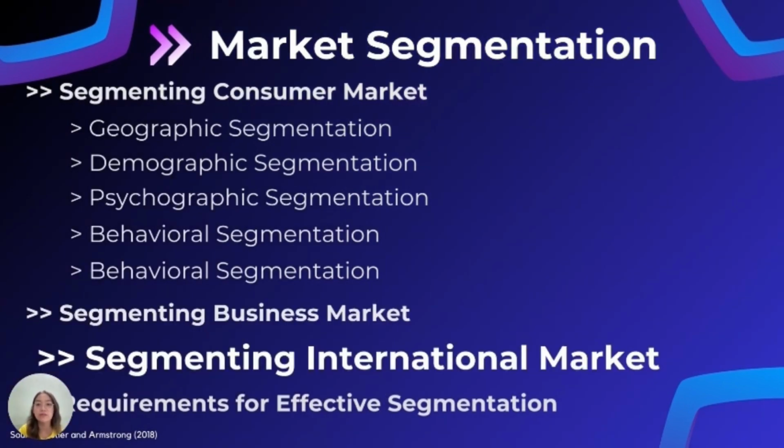Then we have segmenting international markets. International companies are mostly global-wide, so international markets can be segmented using one or a combination of variables such as geographic, economic, or political and legal factors. Inter-market segmentation, also called cross-market segmentation, is forming segments of consumers who have similar needs and buying behaviors, even though they are located in different countries.